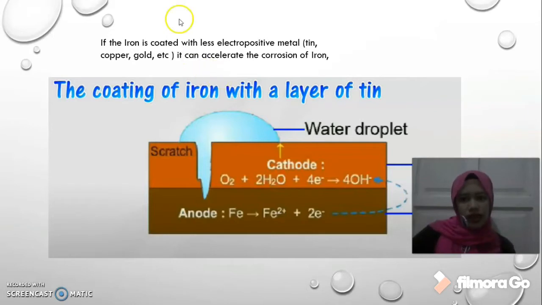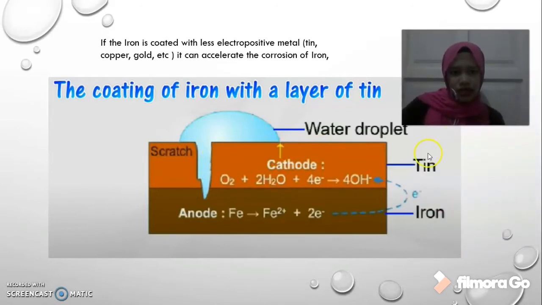But if the iron is coated with a less electropositive metal such as tin, copper, gold, it can accelerate the corrosion of iron. For example, if there is any scratch on the metal tin, iron will corrode because iron will not be protected anymore.